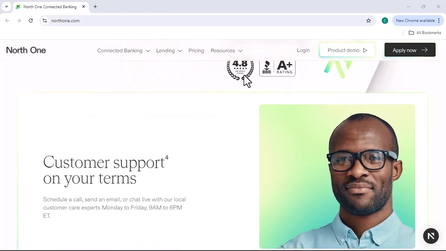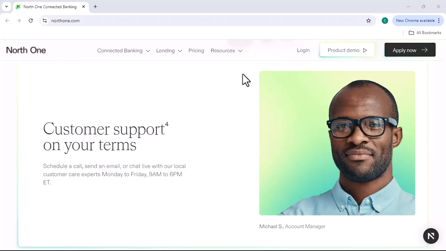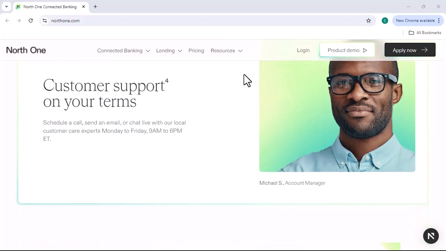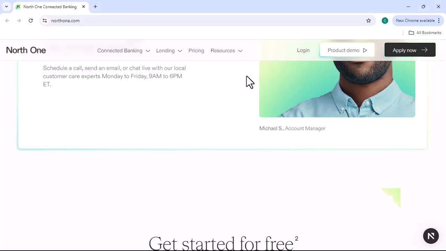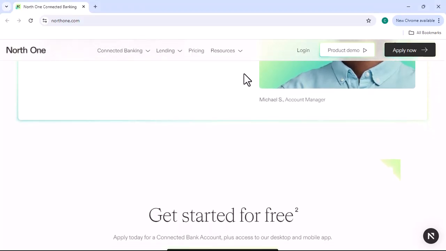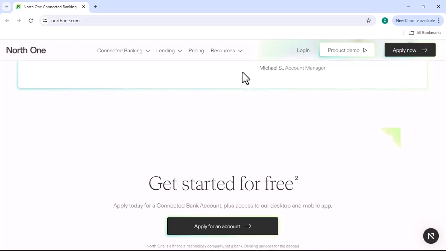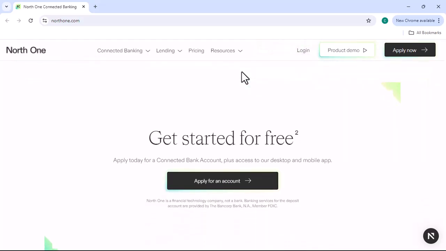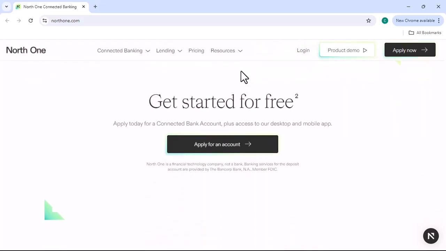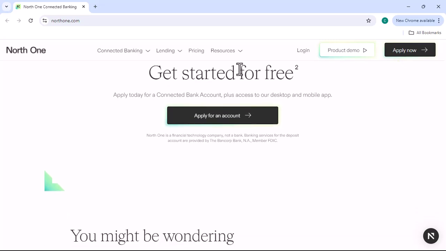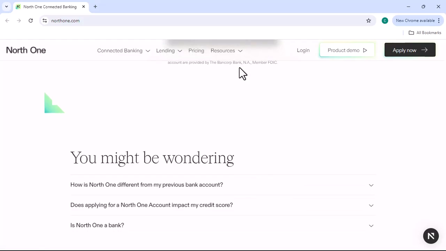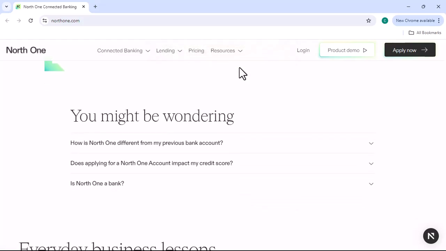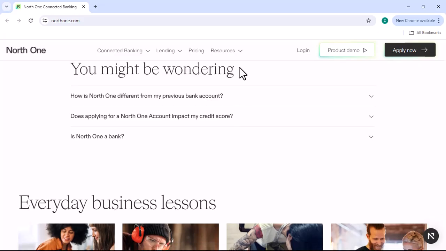Now, let's address some common questions people have about mobile check deposits on Northone. One frequent question is whether there are any fees associated with mobile check deposit. Generally, Northone does not charge fees for this service, which is a significant advantage. However, it's always a good idea to confirm this with Northone directly or review their fee schedule, just to be sure.